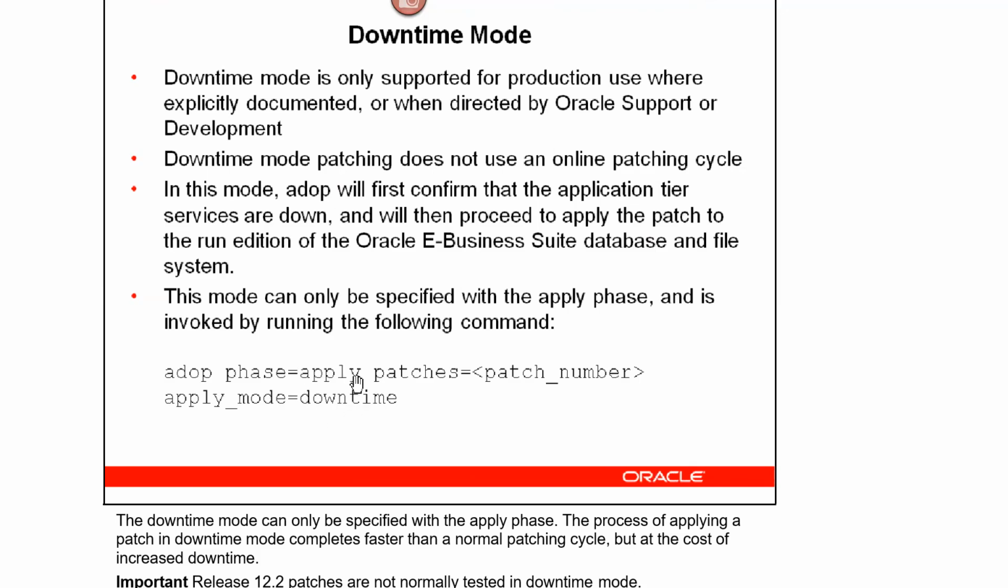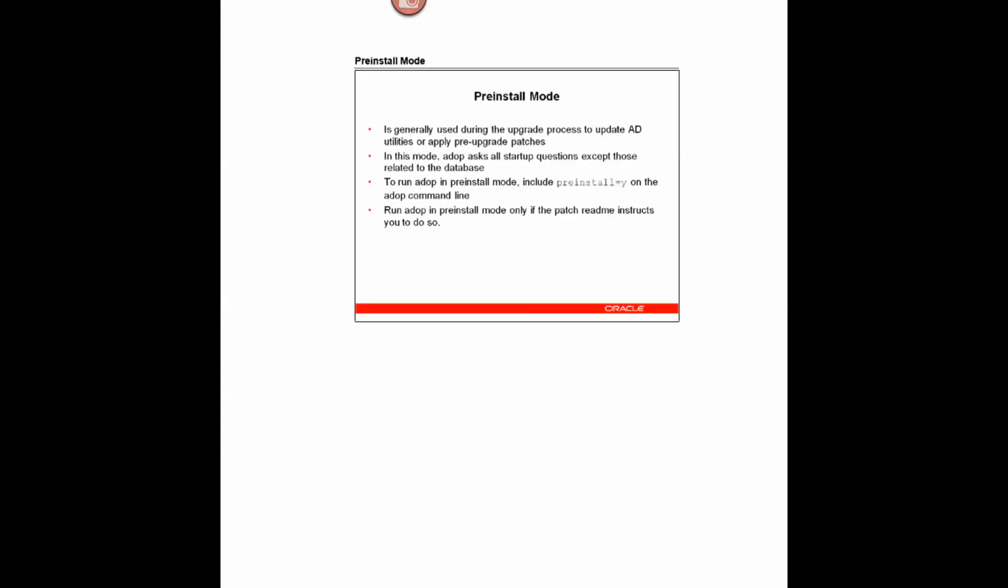After this, you have to do an FS clone. We usually prefer this method, because instead of running a lot of ADOP cycles, we apply small patches with downtime and then simply run the FS clone later. A lot of people use this. They don't apply hot patch, but for the development environment we normally go with apply mode equal downtime. For production, of course, we compulsorily follow the patching cycle, but a lot of companies do this downtime mode.